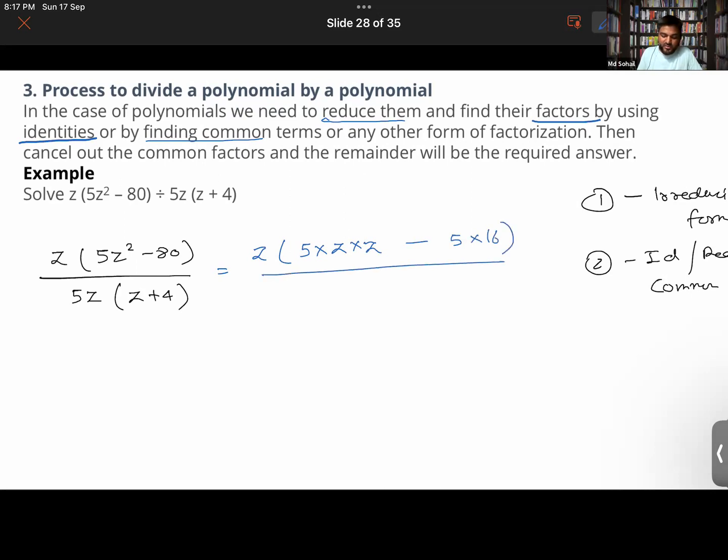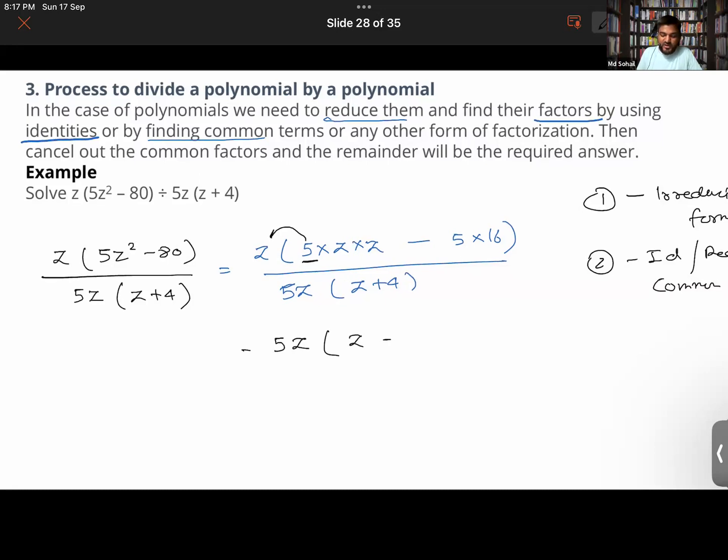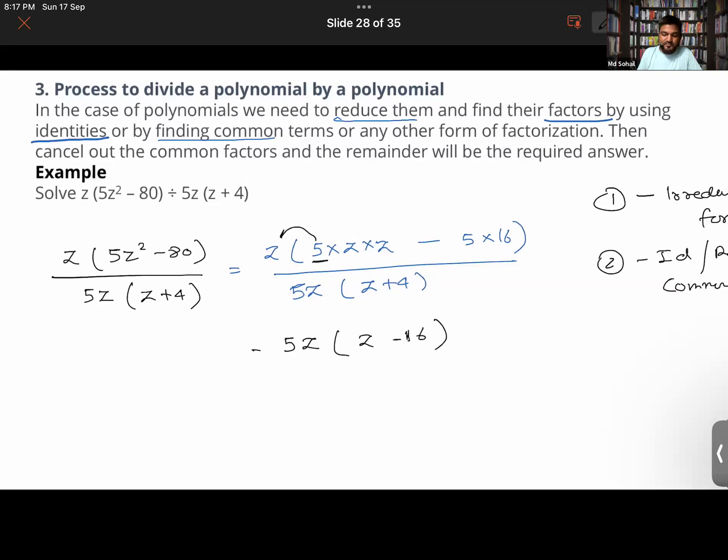Then it's 5z into z plus 4. So you will be taking 5 common here. When you take it common, it gets multiplied with z here, 5 into z, so you're left with z only. And here you are left with 16, right? So z minus 16 upon z plus 4 multiplied by 5z. It is in multiplication, so these two 5z's are getting cancelled here. Getting it now?